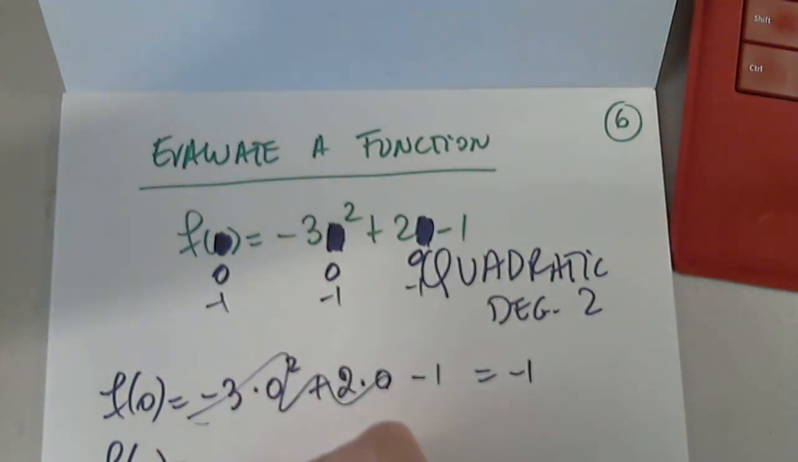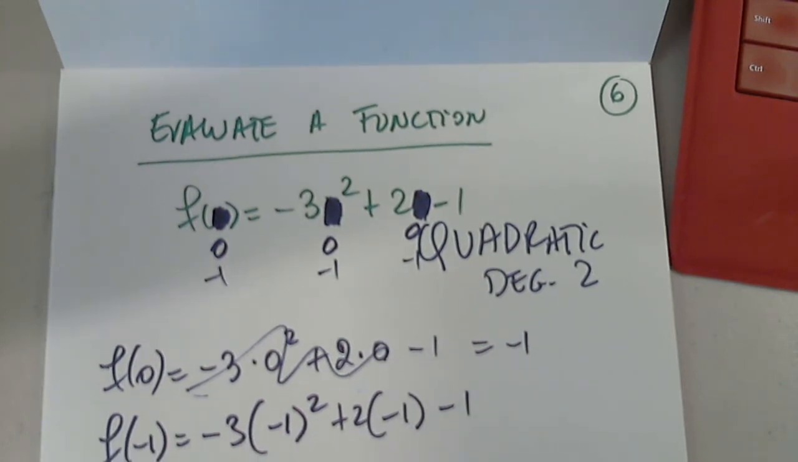If you ask me to evaluate for negative 1, I'll say no problem. Negative 3 times negative 1 squared plus 2 times negative 1 minus 1. And now I perform the operations in order of operations. I have negative 1 squared that I have to perform first. The power is first always. So it's 1 times negative 3 is negative 3. 2 times negative 1 is negative 2 and minus 1. They're all negative. I add them up. It's 6 with minus in front.